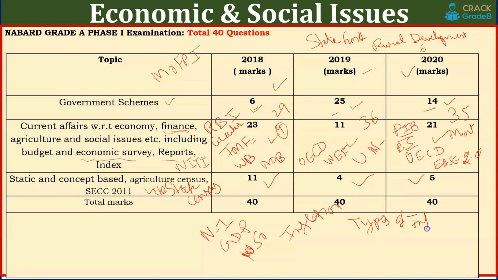Types of inflation is very important. They ask questions many times. CPI, WPI, IIP, index of industrial production, and index of 8 core industries are also important. And these are very important topics for the static part.